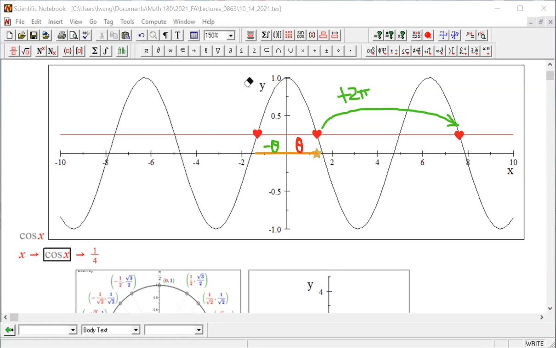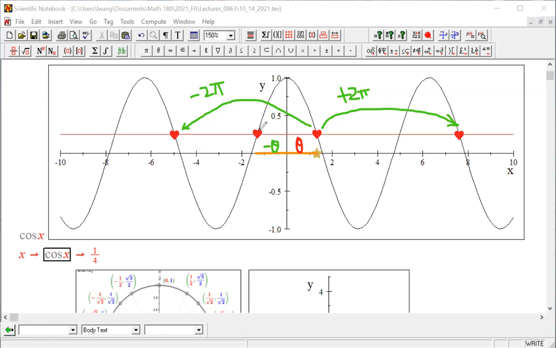You subtract 2 pi. You get there. Minus 2 pi. Okay, that's the plus 2k pi. You can be adding 2k pi, subtracting 2k pi. So you can keep going.